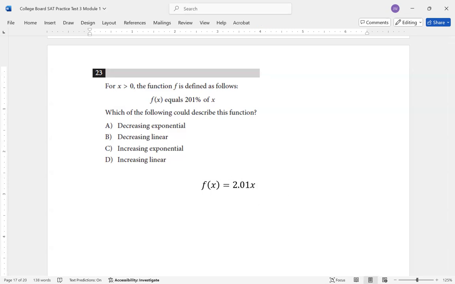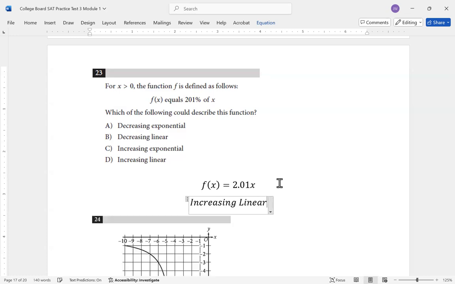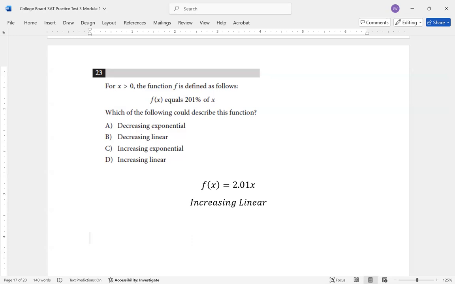So this is a linear function. And that linear function is increasing because of the positive slope. We're multiplying times x. So this is an increasing linear function. And that's it. So D is the correct answer. Increasing linear is what I was looking for.